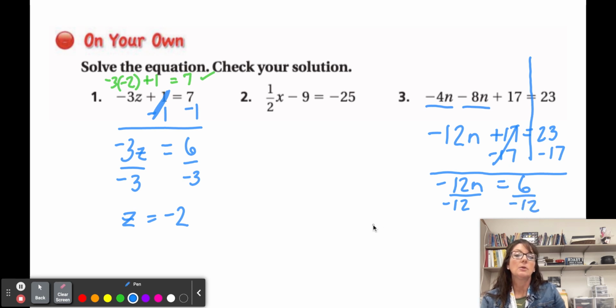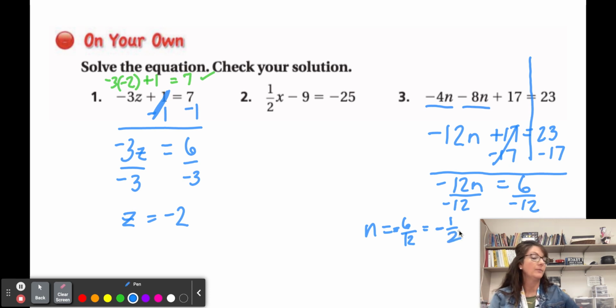All right, so n is equal to 6 over, or it's going to be a negative, make that negative 6 over 12, and we want to simplify, so negative 1/2. Okay. Again, you can check your work to double check that that works.